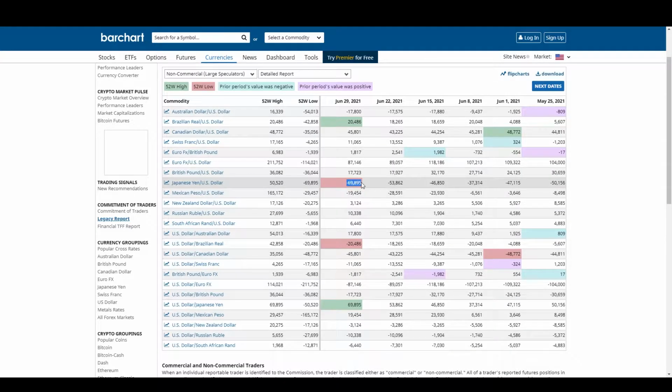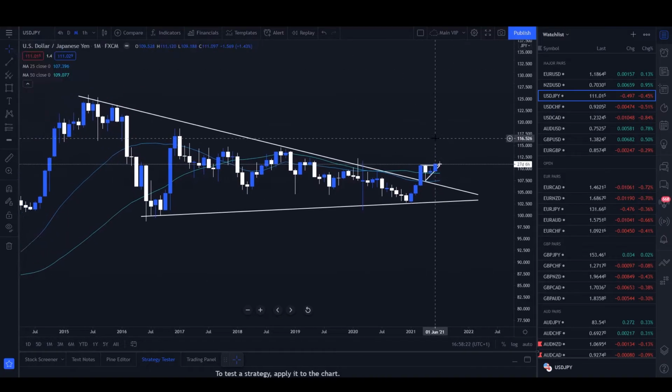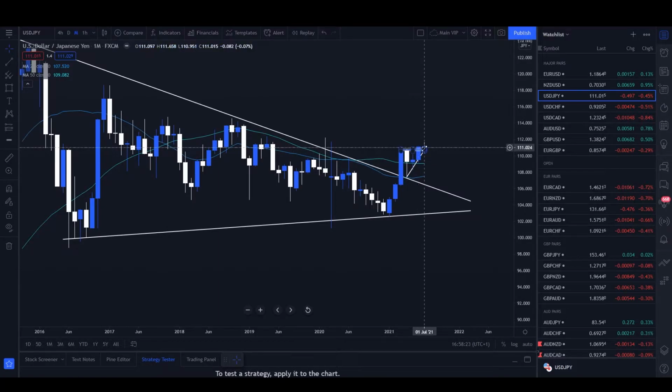Also, we can see that the Japanese yen is currently at a 52-week low, which means they are selling off Japanese yen heavily and buying US dollar. So I don't see the USD Japanese yen currency pair going down at all.